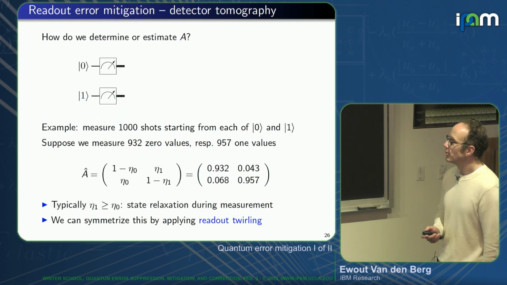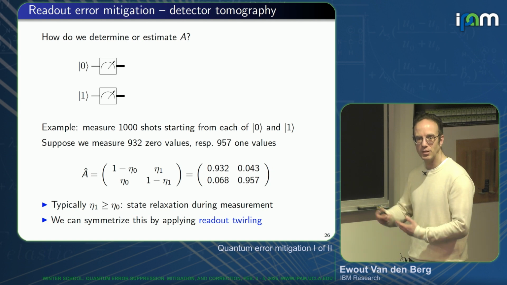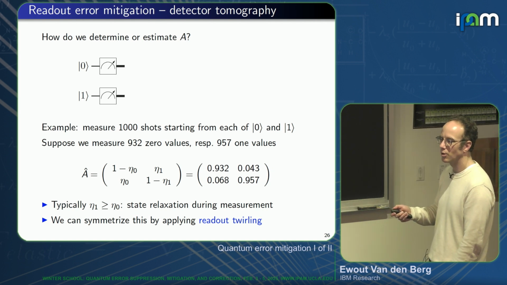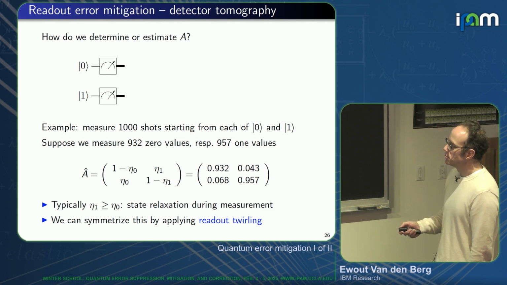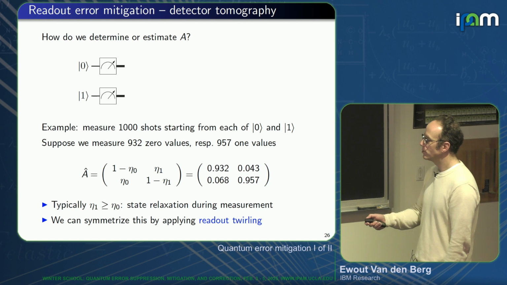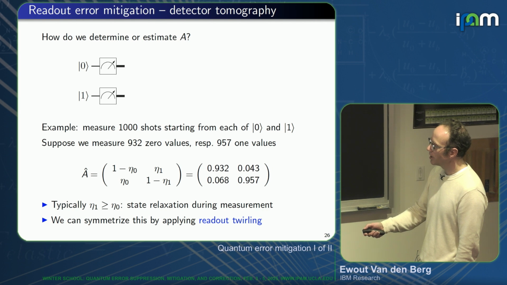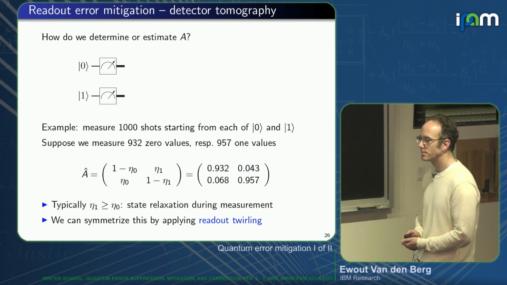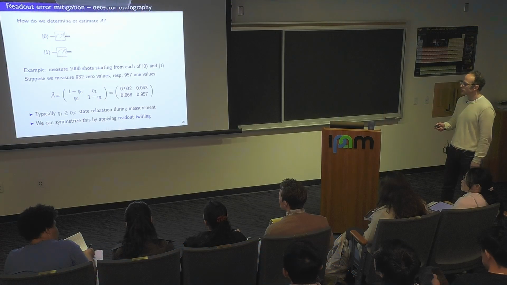Okay, so how do we determine or estimate A? So first of all, of course, you can just prepare a 0 and measure it, and then I get a bunch of zeros and a bunch of ones, and then I know what the first column should be, and then the same for the second column. So let's say you take 1,000 shots each, and we measure 932 zero values from 0 and 957 from 1, then you just divide by 1,000 and you get this matrix. Right? This is what you will then say, this is the confusion matrix for this readout.